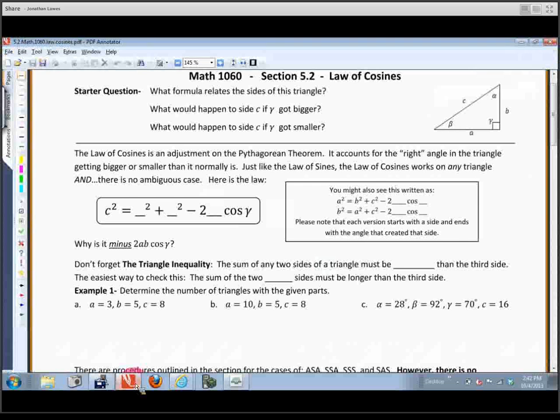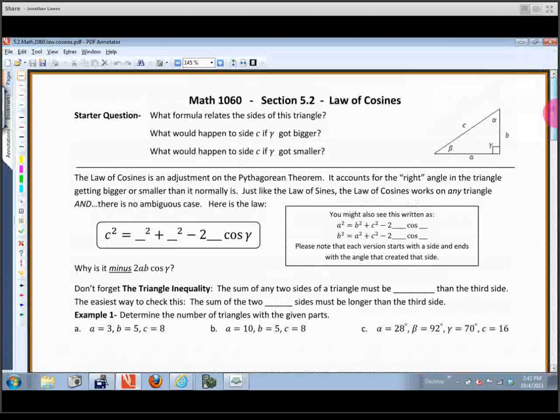Let's take a look at the Law of Cosines, section 5.2. So we'll start off with a starter question. What formula relates the sides of this triangle? So let's take a look at the triangle right here.